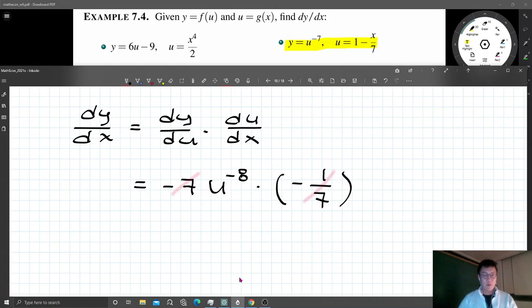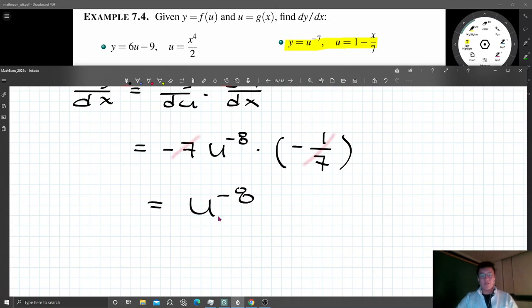So we are just left with u to the power negative 8, but this is not the final answer because we are looking for dy over dx, meaning that we consider y as a function of x. Okay? So the final answer should be a function of x. So to make this a function of x, we can just substitute, because u is given by 1 minus x over 7, so (1 minus x over 7) raised to the power negative 8. Okay? So that should be the final answer of this question.